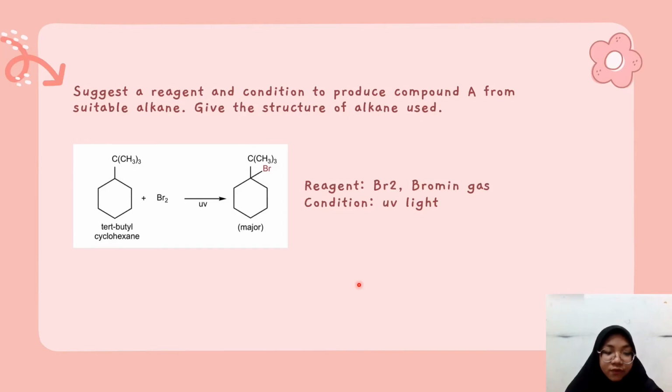Haloalkanes can be produced from alkanes through a free radical substitution reaction, which requires UV light. So, compound A can be produced from butylcyclohexane plus bromine gas through free radical substitution reaction. The major product formed from this reaction is the most stable haloalkane.